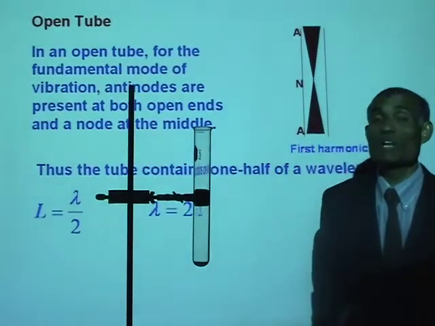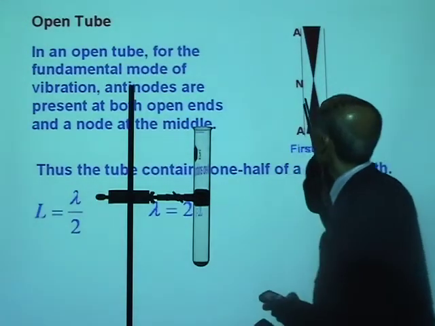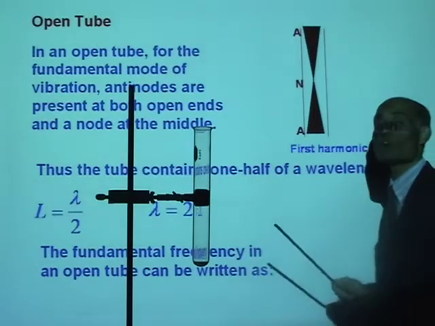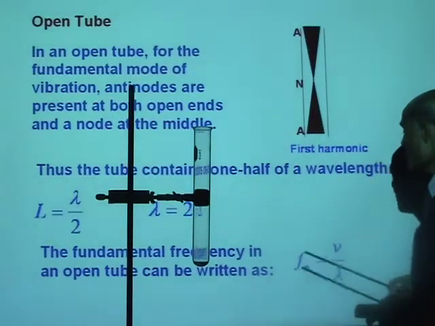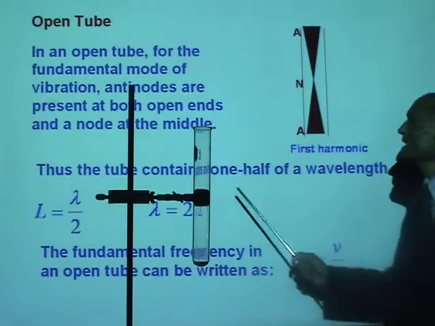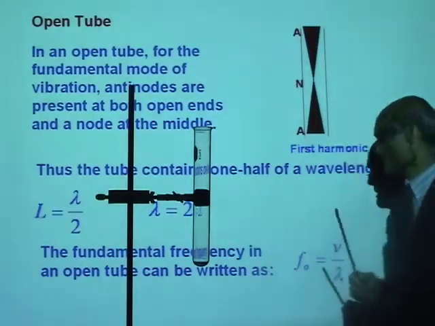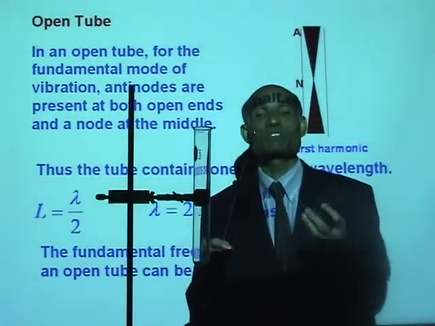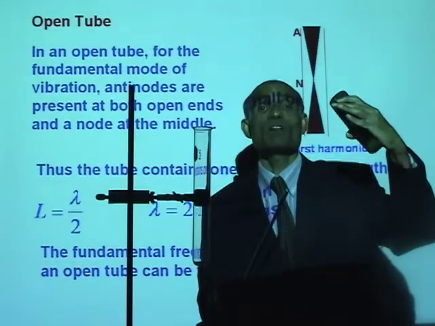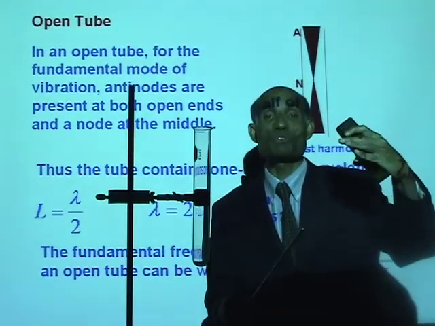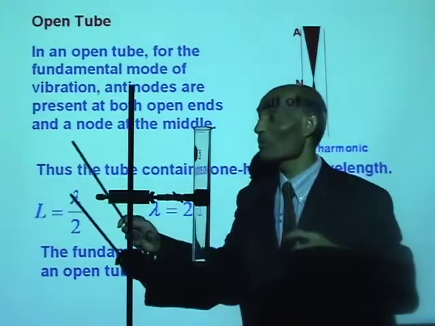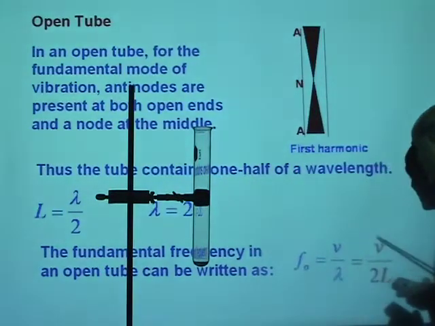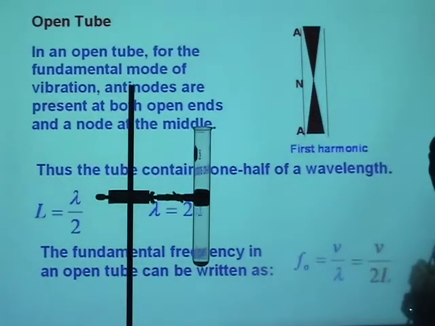Can you now write an equation for the fundamental frequency of an open tube? What is the fundamental frequency of an open tube? Frequency F0 is V over lambda, and lambda equal to 2L, which is therefore V over 2L. You notice that the equation for the fundamental frequency of the air column in an open tube agrees with the fundamental frequency equation for the stretched string. The fundamental frequency is V over 2L.